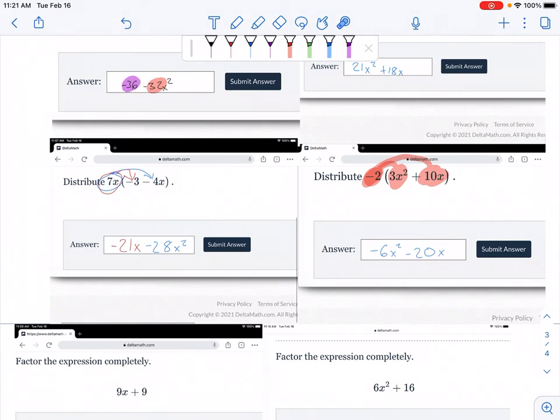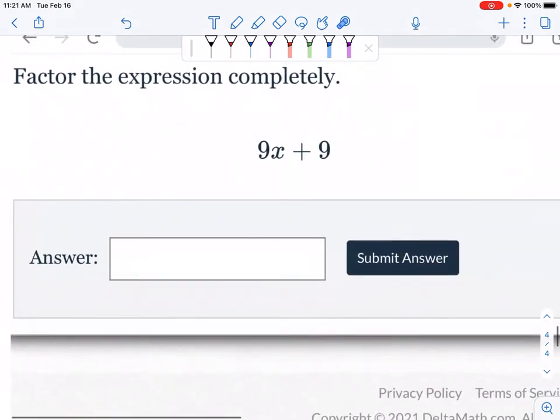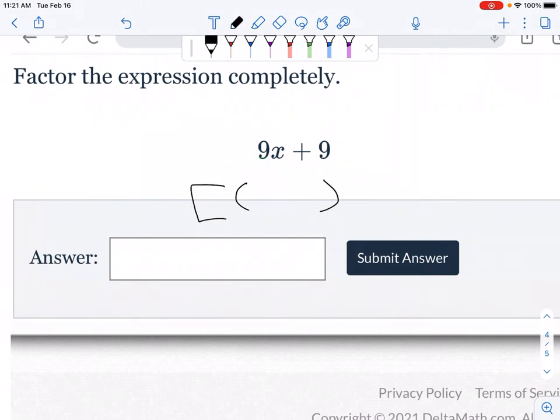Okay, so that's distribution. That's taking a number and multiplying it in. When we are finding the greatest common factor, we're going to look at what's been given to us, and we want to know what could we divide out of it. In other words, what's the largest number that could go out here in this box that could multiply in to create 9x plus 9. So we're going to look at our numbers, we're going to look at our variables.